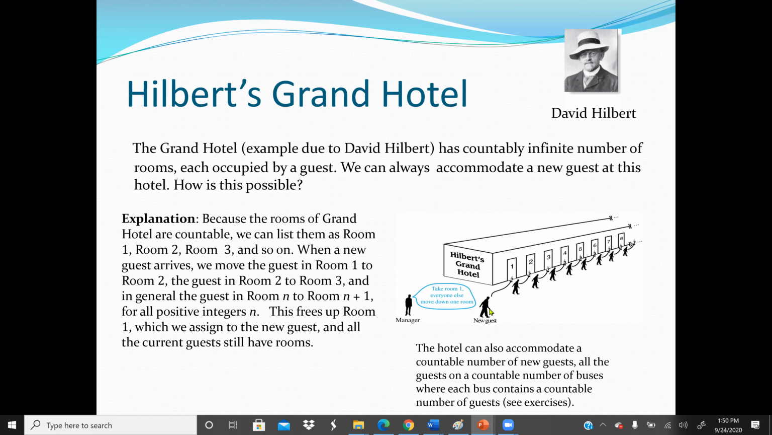But in a real sense, you can read this section. This is how the book is trying to explain to us that a grand hotel has a countably infinite number of rooms. They are using the word infinite number of rooms. The rooms should be infinite. It's 10 here. But what they mean is that anytime a guest comes, there's always a space. We can always accommodate a new guest at this hotel. How is this possible? That's what they explain here.